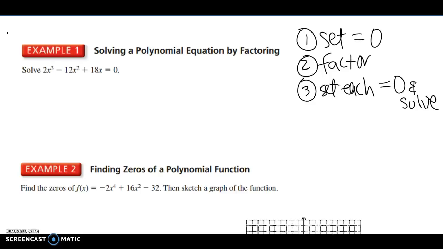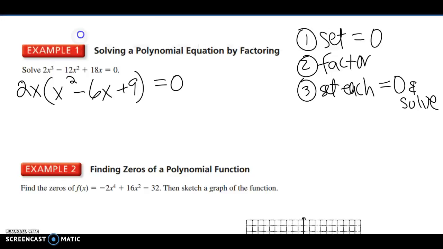I know I can take a GCF out of this, so what's my GCF? Yeah, my GCF should be 2x, and it's already equal to 0, so step 1 is good to go. So I get 2x, and then what's left over? x squared minus 6x plus 9, all equal to 0. So now I can factor x squared minus 6x plus 9. That's a perfect square trinomial, so I can factor that into (x minus 3) times (x minus 3).